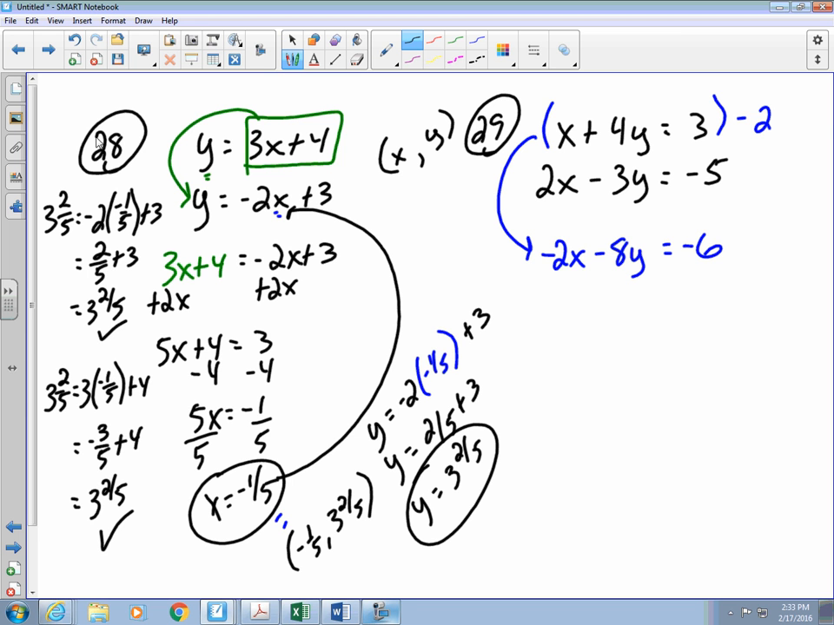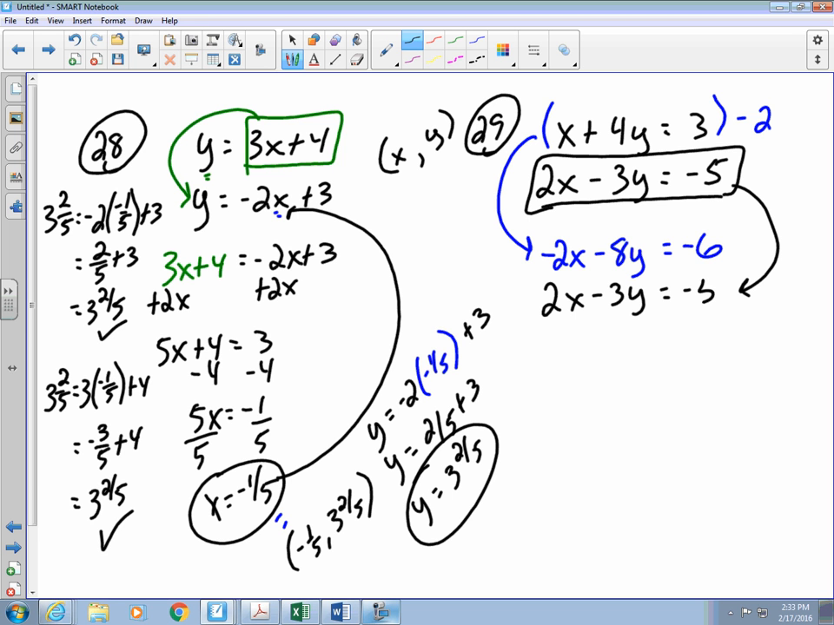Now, this function here, I'm going to keep it the same. All right, so I'm just going to rewrite it here. 2x minus 3y equals negative 5. I don't need to manipulate that one. Although you could, if you had to, you can manipulate both like we did before.